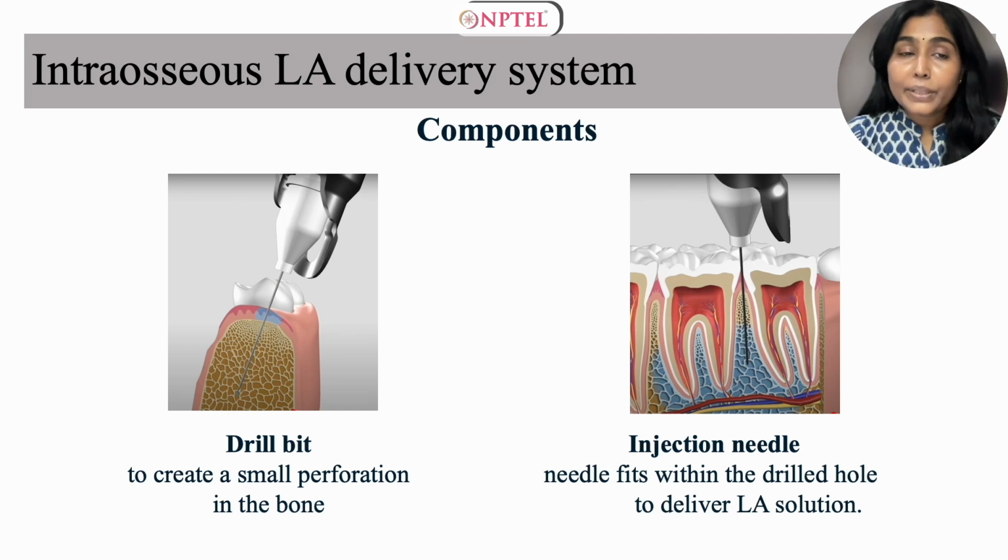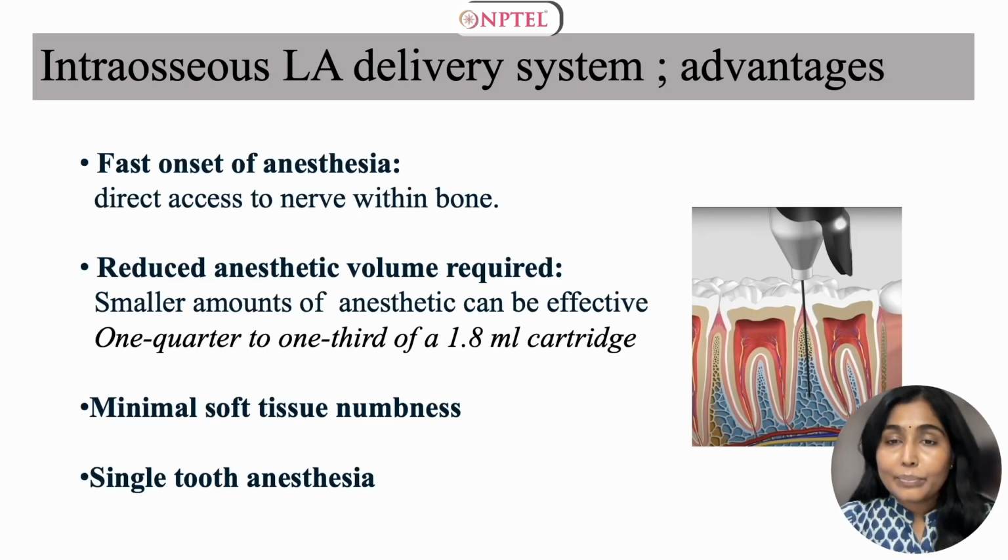The important components of the intraosseous LA delivery system are the drill bit, which creates a small perforation within the bone, and the injection needle, wherein a needle fits within the drilled hole to deliver local anesthetic solution. The biggest advantages of intraosseous LA delivery system include the fast onset of anesthesia because you have direct access to the nerve within the bone.